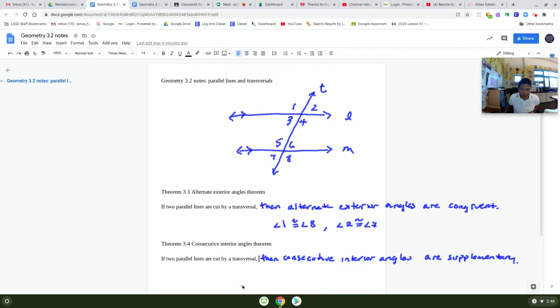So how I can state that or write that is the measure of angle 3 plus the measure of angle 5. Those are your consecutive interior angles. If they're supplementary, then their sum has to be 180 degrees. And then I can make a similar statement for angles 4 and 6. The measure of angle 4 plus the measure of angle 6 is equal to 180. So those are each of the theorems in section 3.2.